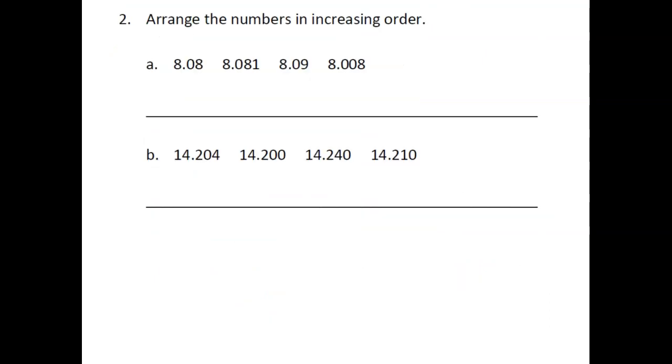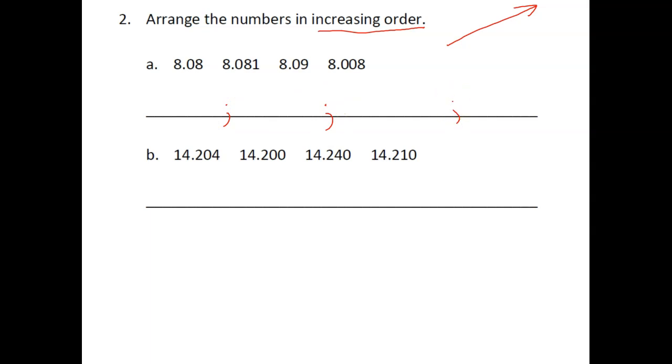So number 2 asks us to arrange the numbers in increasing order. So you have to know that increasing means that they're going up. So that means I want the smallest number first, then I'm going to have the second smallest number, and the third smallest number, and finally the largest number.